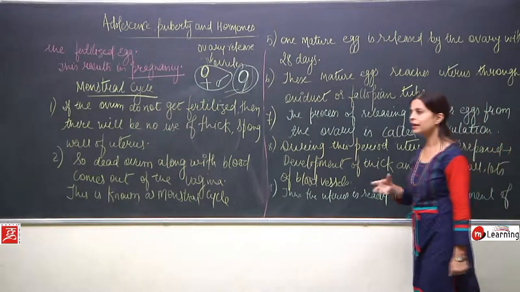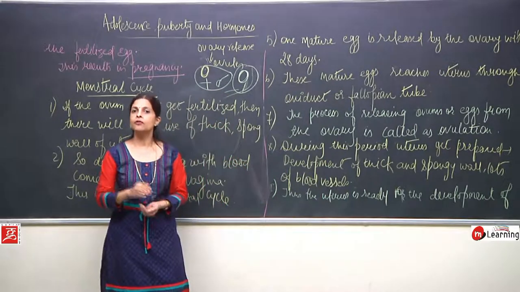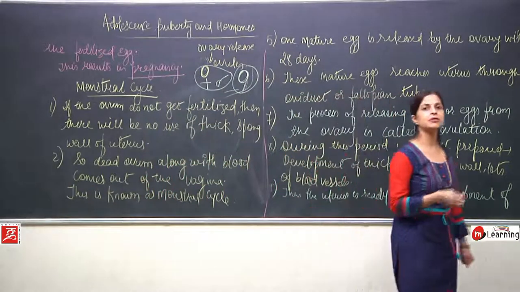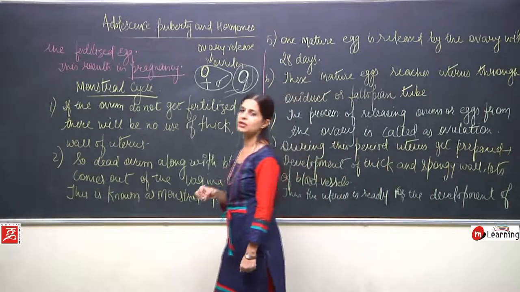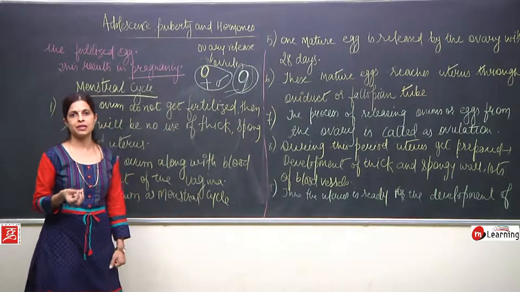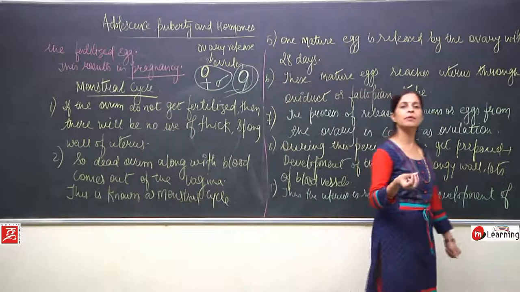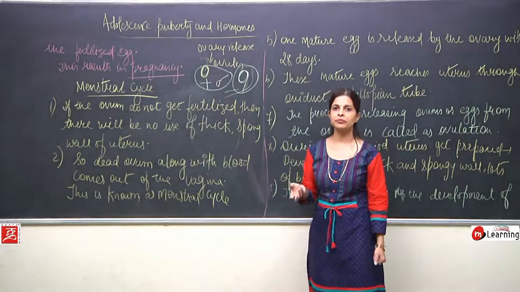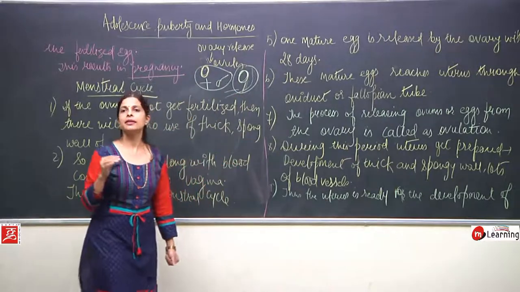So when the mature egg is not released, there is no question of fertilization, and there is no question of throwing anything out if the fertilization does not take place. Okay, so that stage is known as menopause. What is menopause, children? When the female loses reproductive power, when the female cannot reproduce, this stage is known as infertile stage. Now the female has lost the capacity of reproducing. No more mature egg will be released by the ovary, and nothing will be thrown out of the vagina. So menstrual cycle stops.